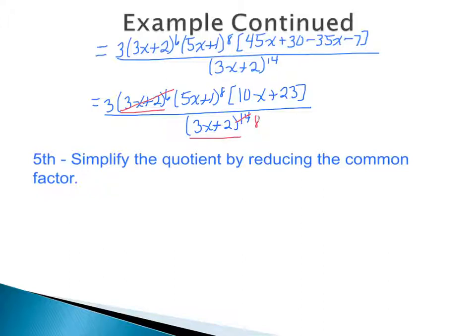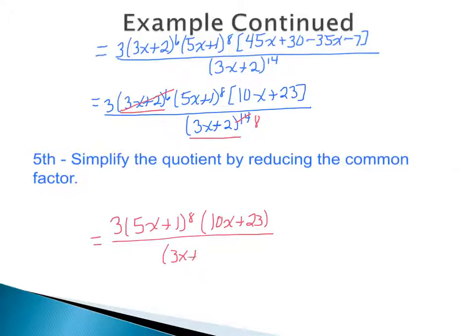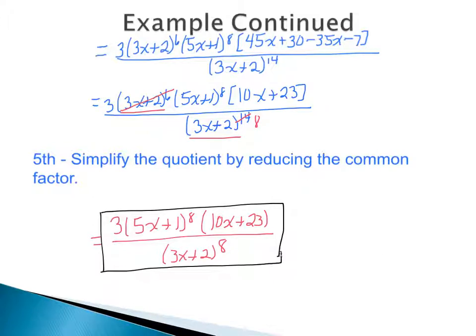So our fully simplified form by factoring would be the 3. Now that (3x plus 2) to the 6th disappeared, or canceled out with the denominator. So 3 times (5x plus 1) to the 8th times (10x plus 23), all over our new denominator of (3x plus 2) to the 8th. So this is your final answer. So lots of simplifying.